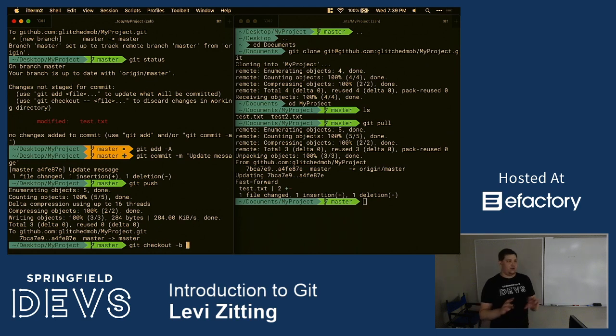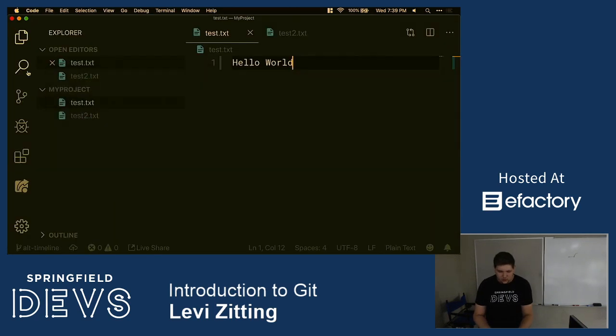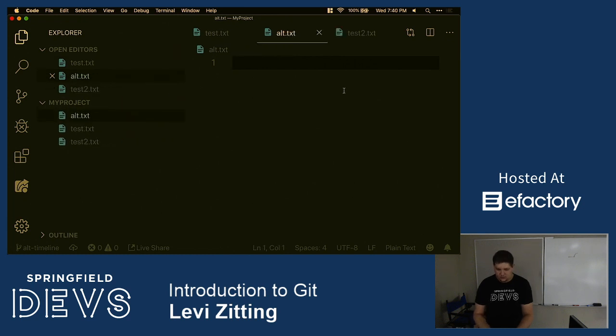So at this point, to create a new branch, I type git checkout -b, which the -b flag creates a brand new branch. And let's just call this alt timeline. Now, at this point, all that I've done is kind of this. Notice how there's no commit there yet. So the next step is let's go back into my code editor and create a new alt.txt file. We'll just throw alternative timeline in there.